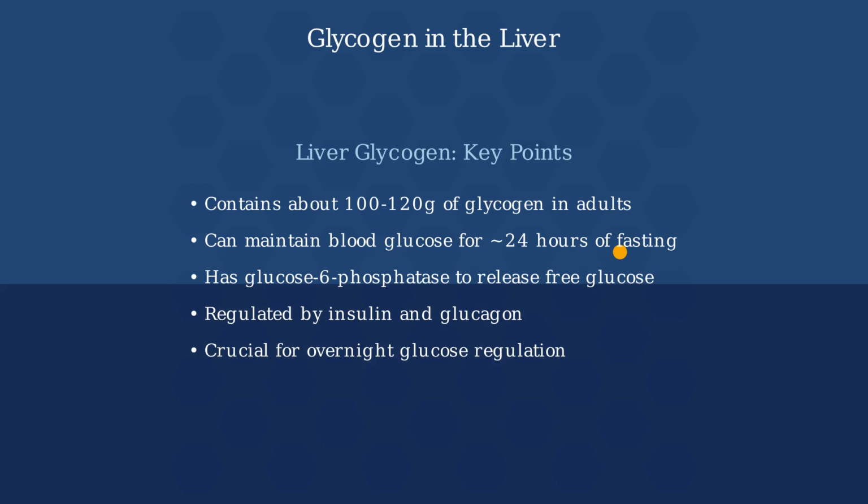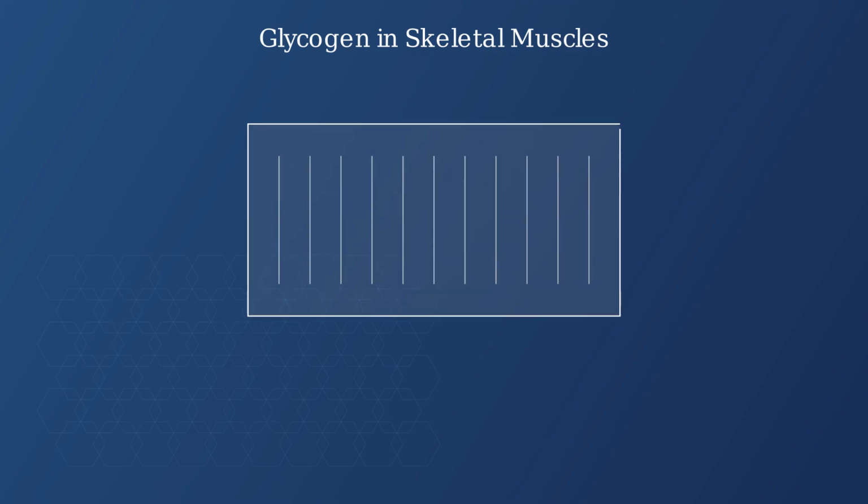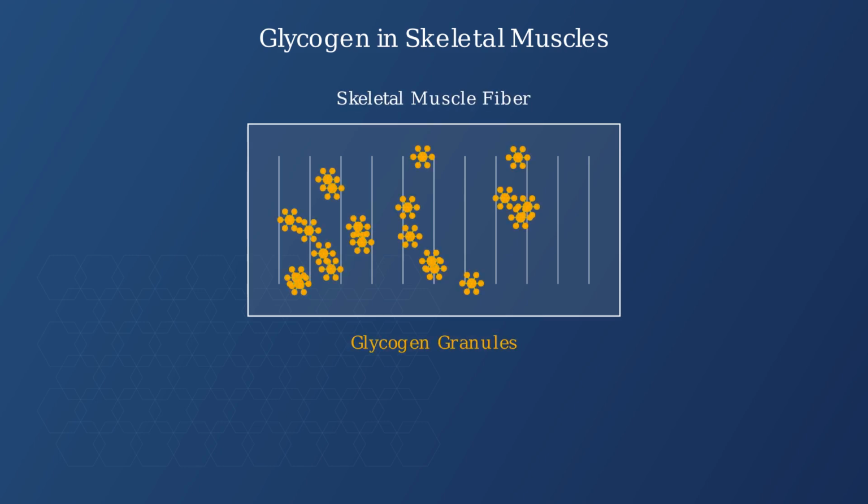In skeletal muscles, glycogen serves as a critical energy source during physical activity. Skeletal muscle fibers store glycogen as granules distributed throughout the sarcoplasm. Glycogen in muscles has a highly branched structure, allowing for rapid mobilization during exercise.